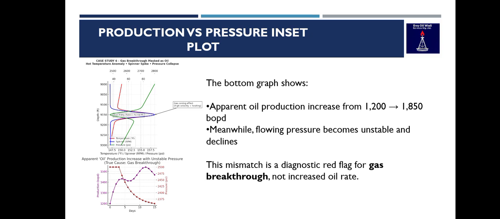Production versus pressure inset plot. The bottom graph shows two things: apparent oil production increase from 1,200 to 1,850 barrels of oil per day. Meanwhile, flowing pressure becomes unstable and declines. This mismatch is a diagnostic red flag for gas breakthrough, not increased oil rates. Take note of that.